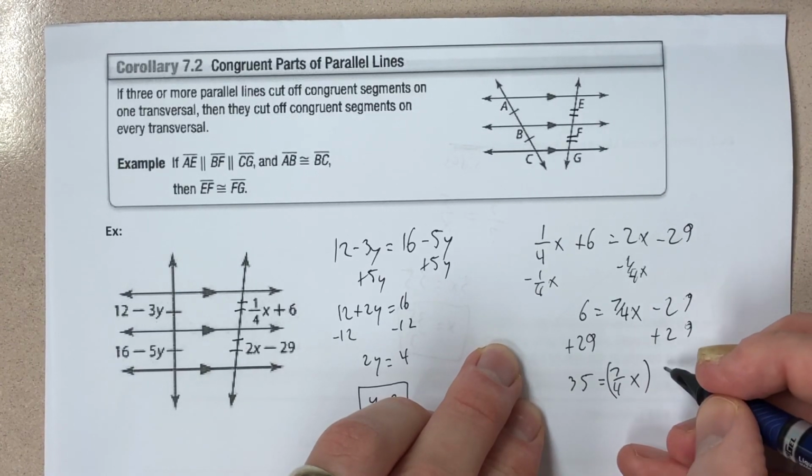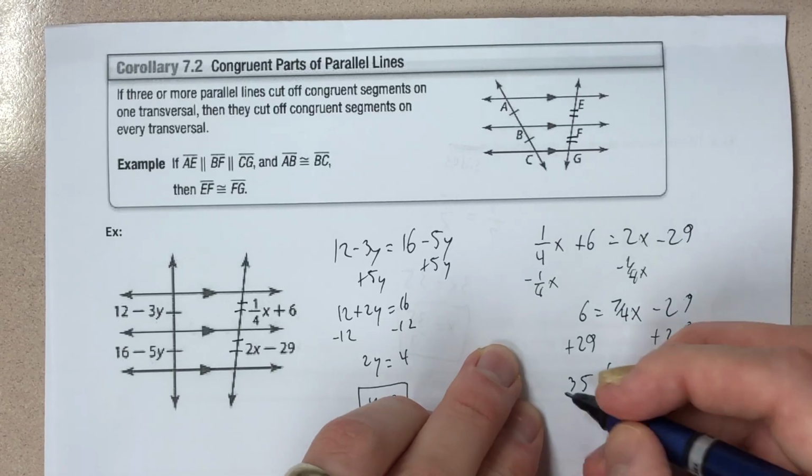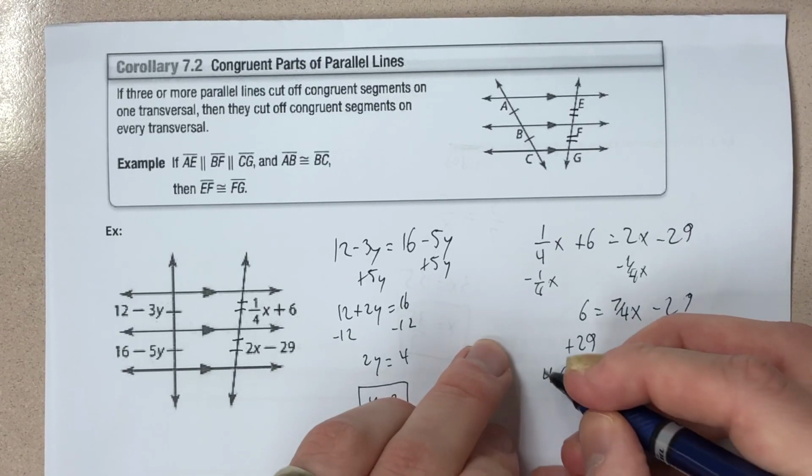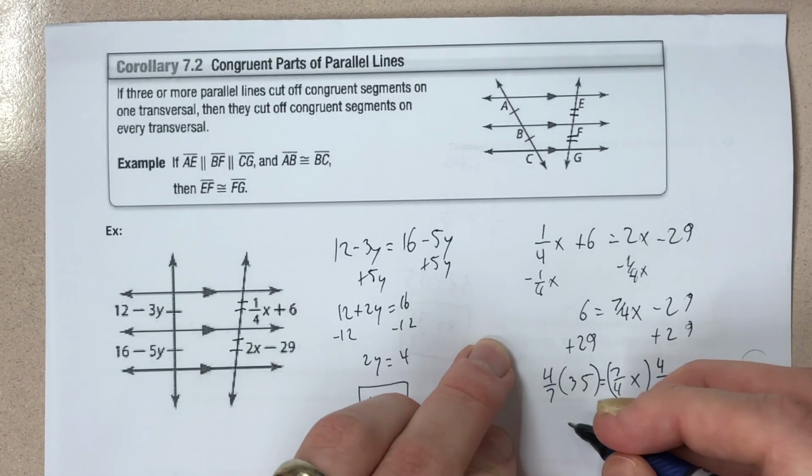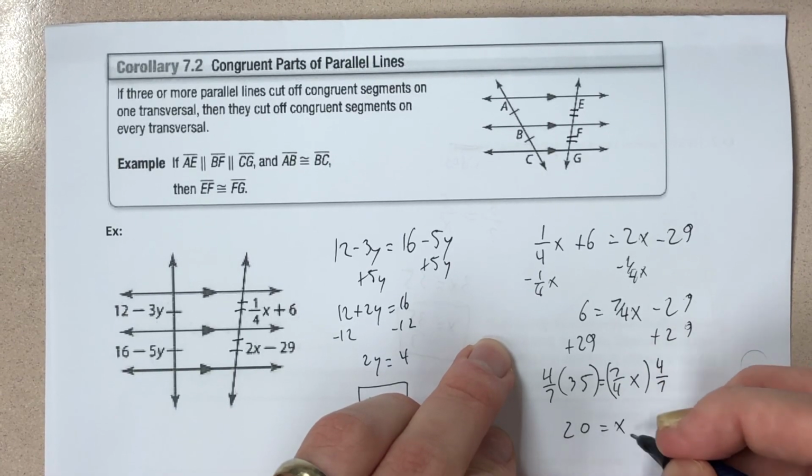So now remember, to get rid of a fraction, one of the easiest ways is to multiply by the reciprocal. So in this case, we get 20 equals x.